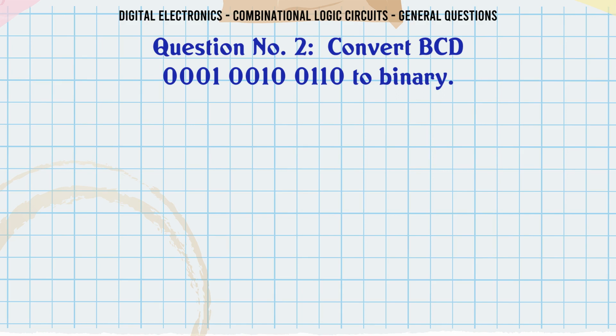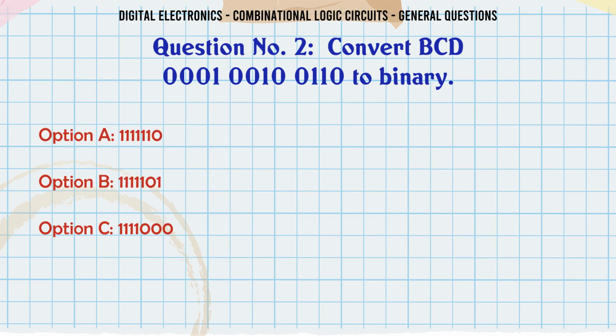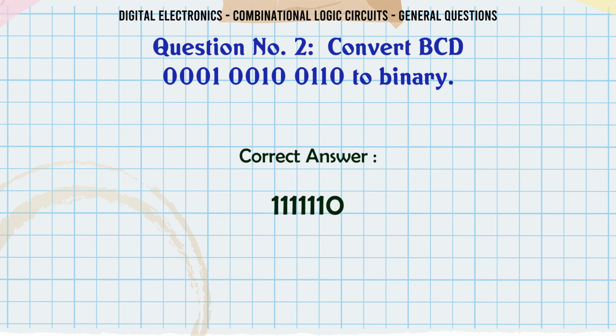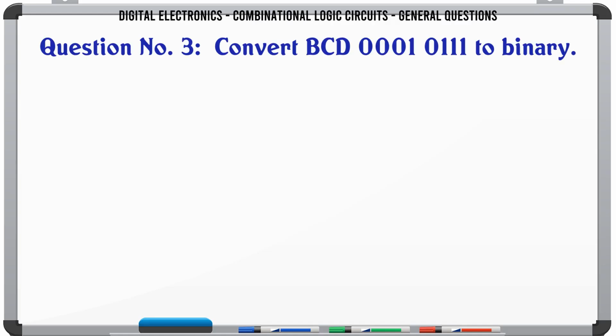Convert BCD 0001, 0010, 0110 to binary. A: 111110, B: 111101, C: 111100, D: 111111. The correct answer is 111110.